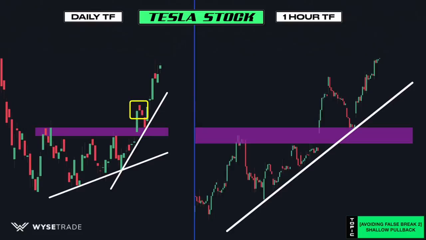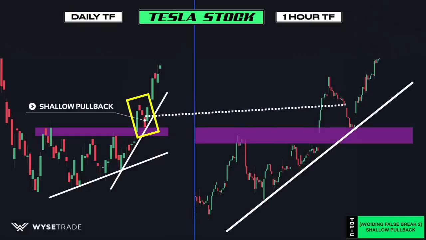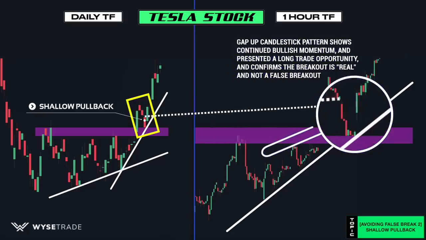Now to confirm that this is a real breakout and not a fake out, you wait for a shallow pullback like this. But to confirm the shallow pullback is over, use the 1 hour time frame on the right. When the shallow pullback reached the new support level, price gapped up, which presented a long trade opportunity and confirms that the breakout is real and not a fake out.